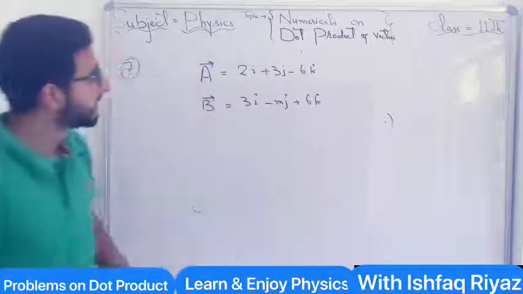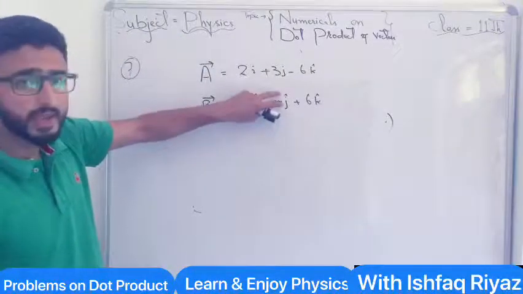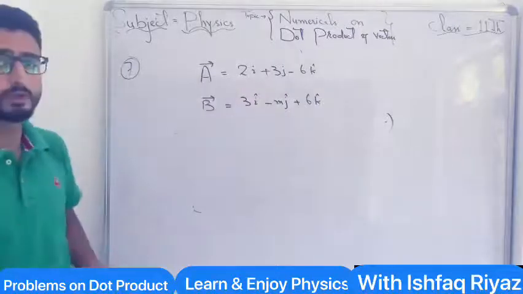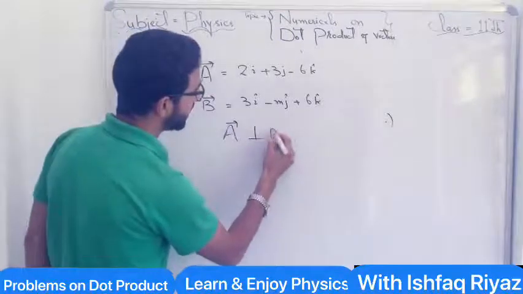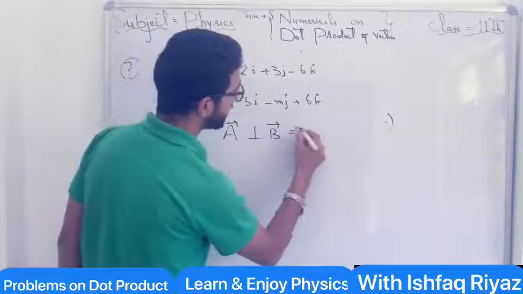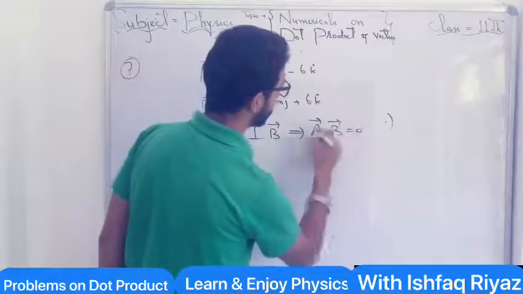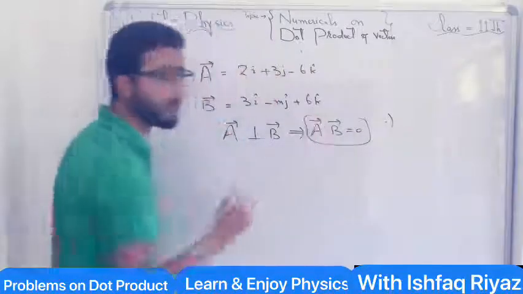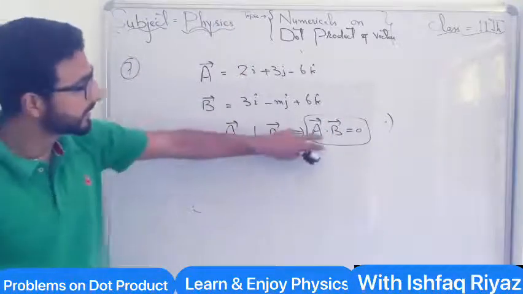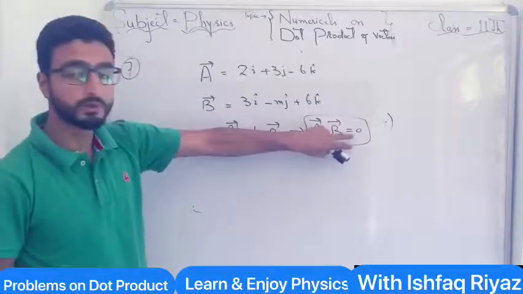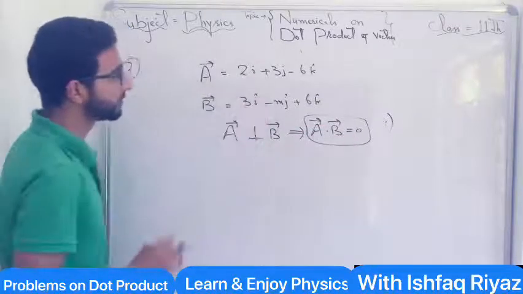We are supposed to find the value of m for which A is perpendicular to B. When A is perpendicular to B, that implies A dot B should be equal to 0. So let me use this very condition, that A dot B must be equal to 0 for two perpendicular vectors. Let's find the dot product of the two vectors first.